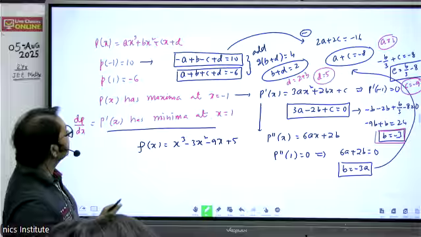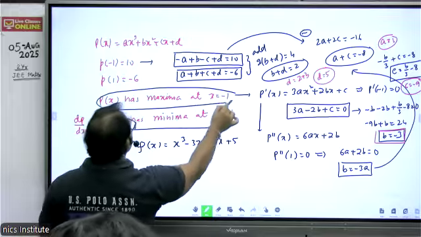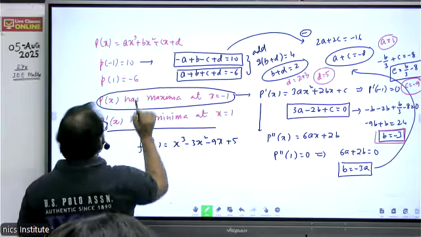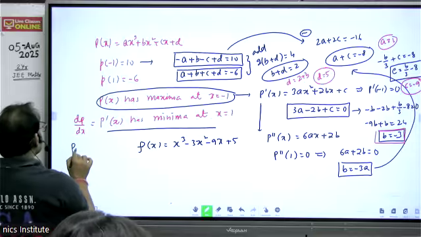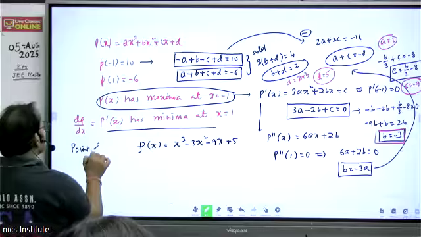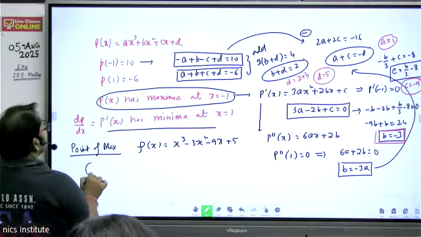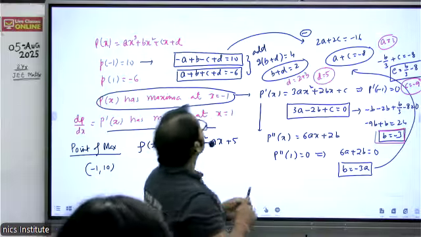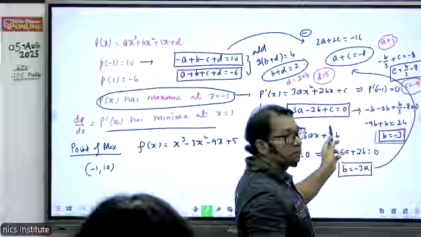What is point of maxima? Point of maxima is at -1. And at -1, what is the value of the function? 10. So the point of maximum we already have. Point of maxima is -1 comma 10. You need to find point of minima.